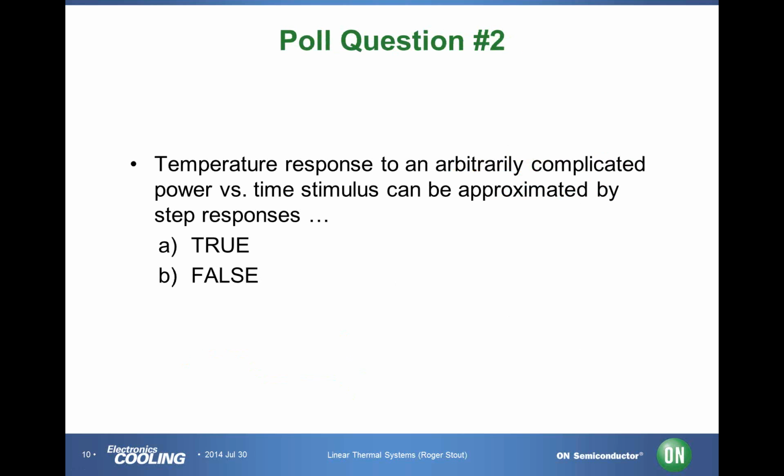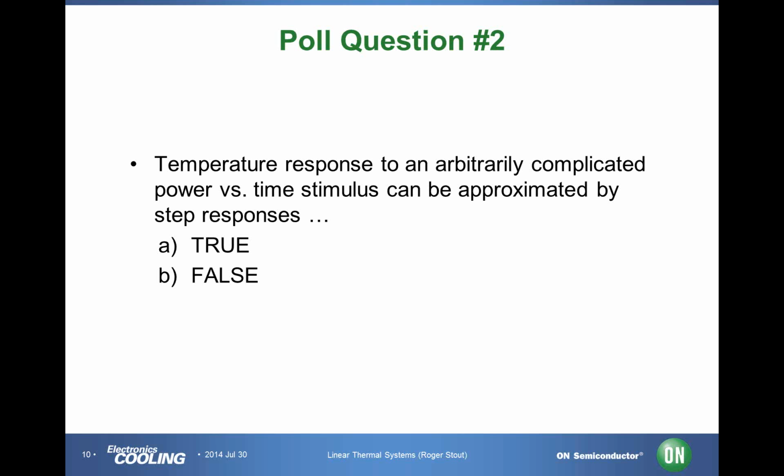So let's quickly do another poll question and see if we're still together. Okay. Temperature response to an arbitrarily complicated power versus time stimulus can be approximated by step responses. Is this true or false? We have some answers coming in. And almost everybody said true, which is correct.